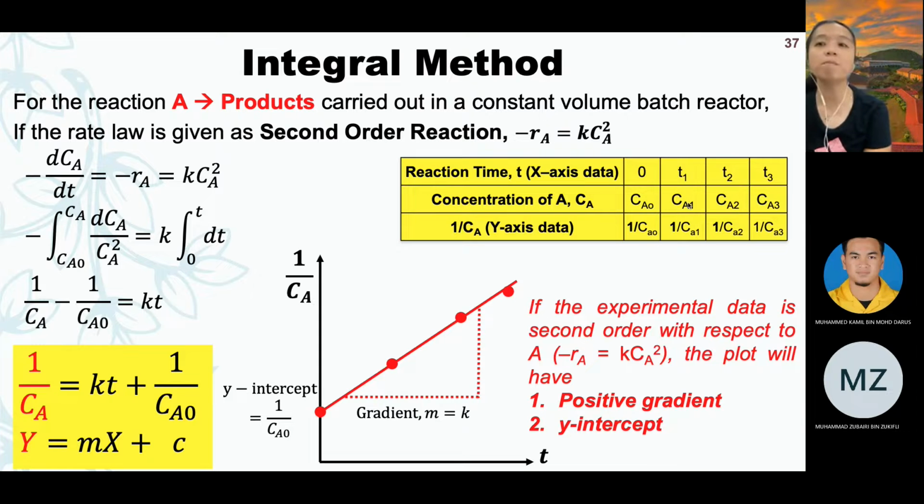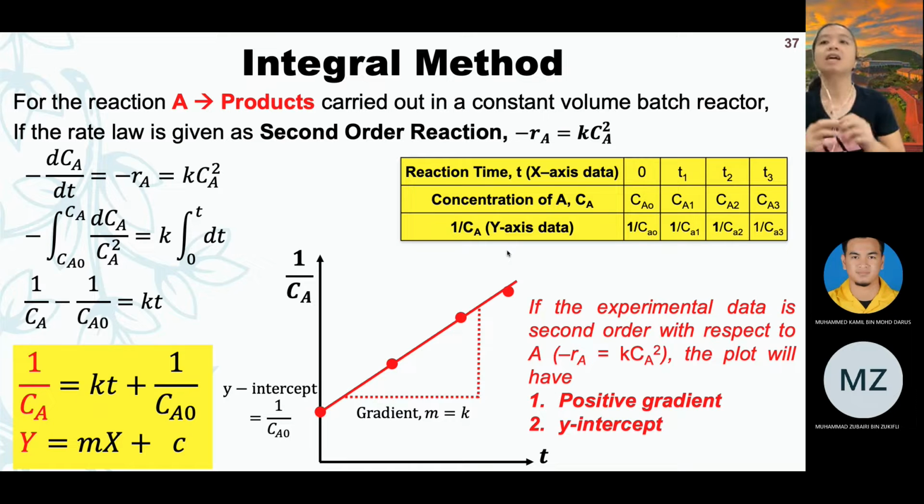Katakan CA1 kamu 4, 1 per 4. Data kedua, so on and so forth. So y-axis dia 1 per CA, and from the equation, your x-axis is still your time. So x-axis tak payah buat apa-apa, terus ambil time. So kamu ada 4 point kan, 4 point tu di mana part CY dia 1 per CA, part CX dia adalah time. So you plot the graph.